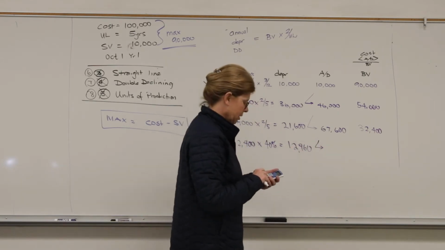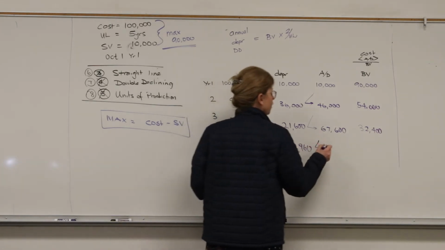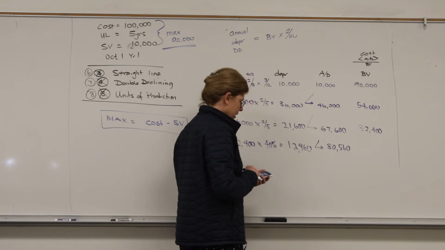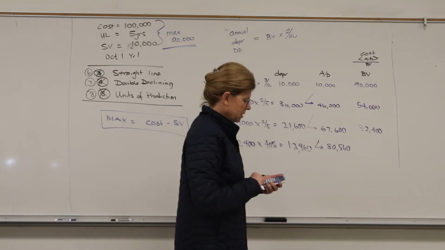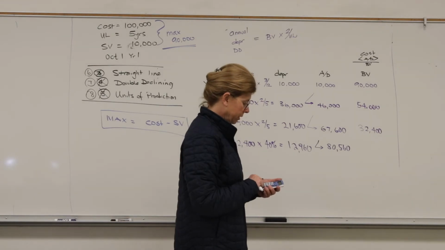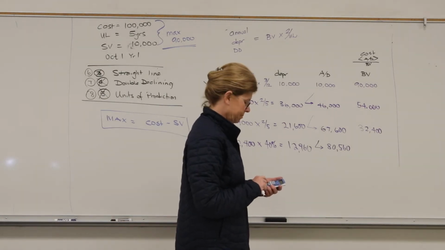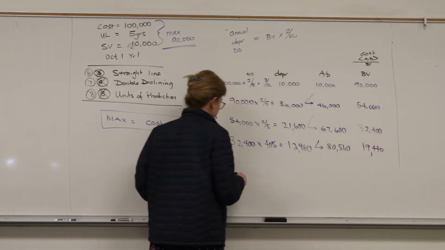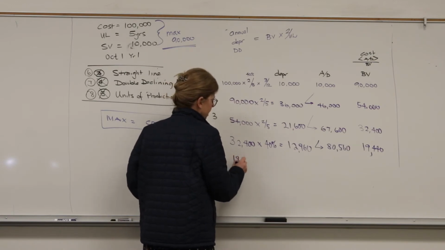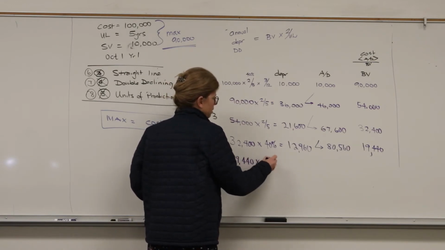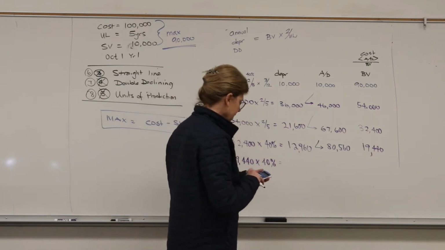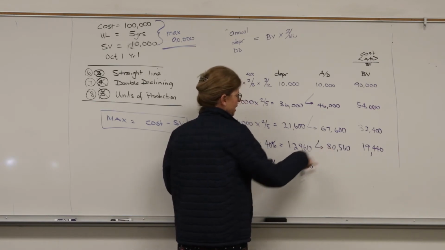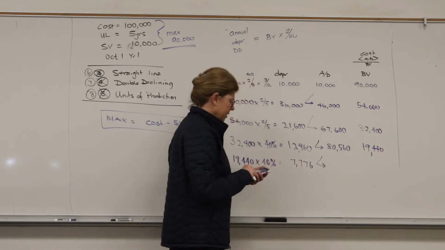I can accept this amount of depreciation, giving me accumulated depreciation of $80,560. When I subtract this from 100,000, I would come up with $19,440. Coming into year 5, $19,440 times 40%, $7,776. 80,000, 7,000. I'm not worried about exceeding 90 at the moment.